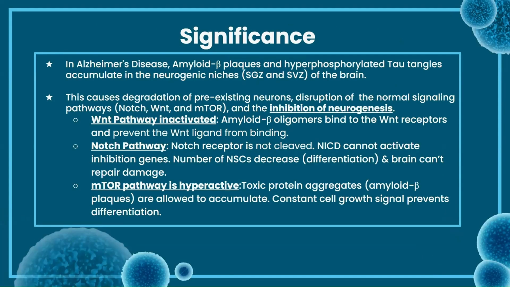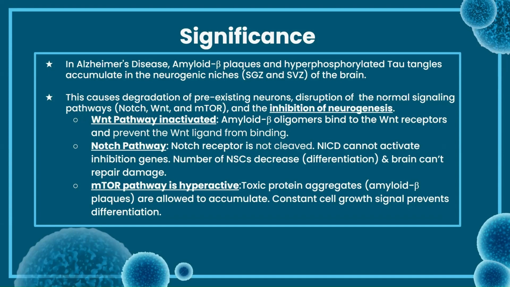So why was all that important? Why did we sit here and talk about all those biomarkers and all these pathways and mechanisms? In Alzheimer's disease, amyloid beta plaques and tau tangles accumulate in the neurogenic niches of the brain. This accumulation causes degradation of pre-existing neurons, disruption of the normal signaling pathways, and the inhibition of neurogenesis.